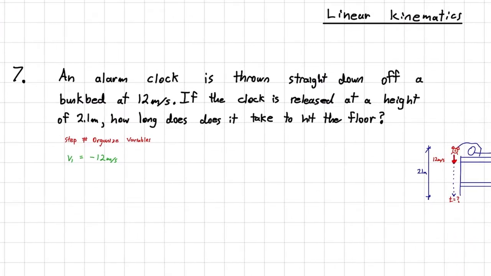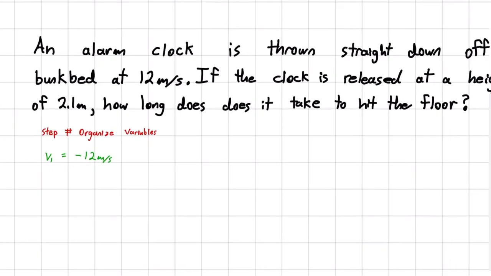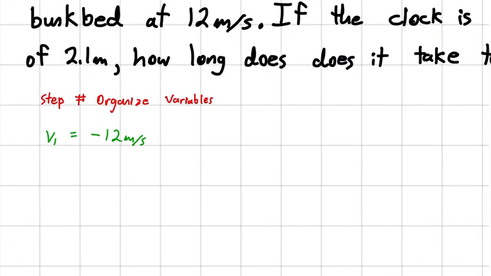Moving on, next piece of information that we have is that the clock is released at a height of 2.1 meters. How long does it take to hit the floor? So the question is asking us, after throwing the alarm clock, 2.1 meters later, what amount of time has passed?